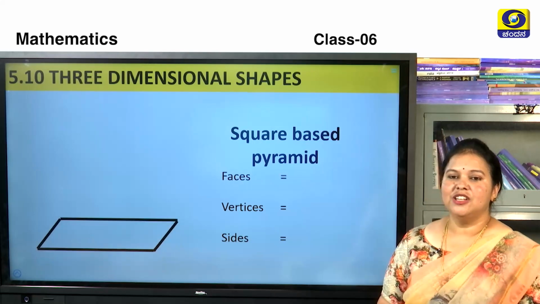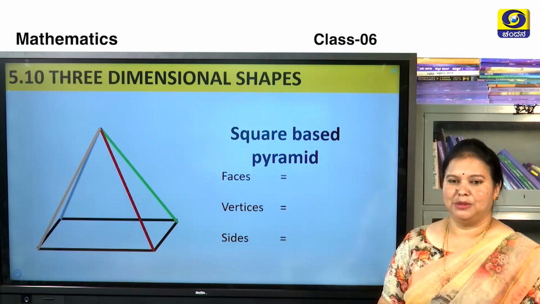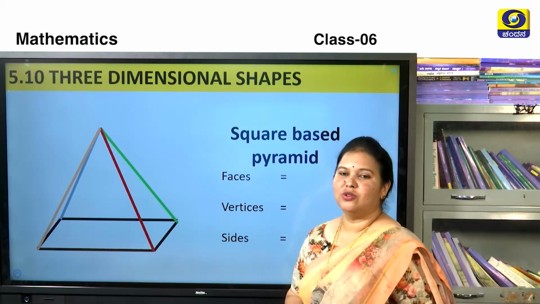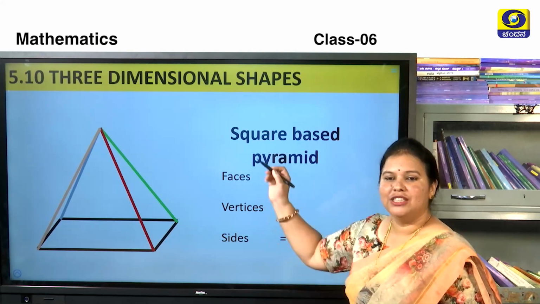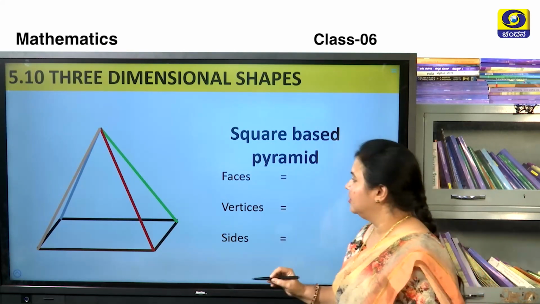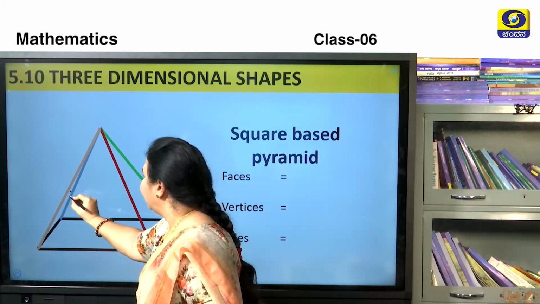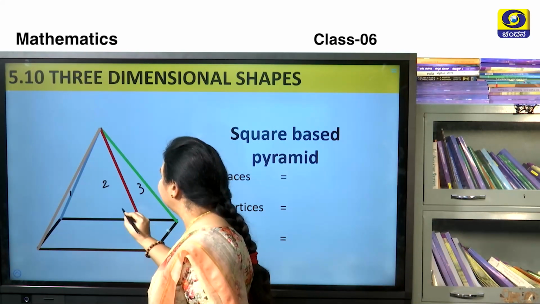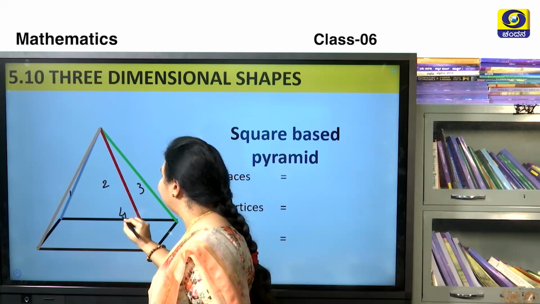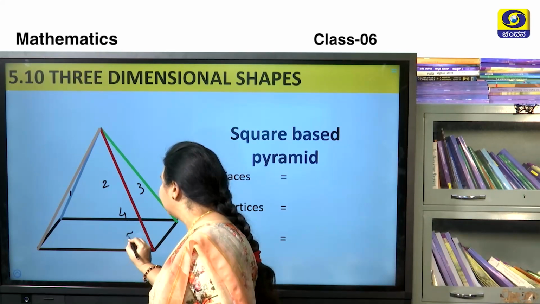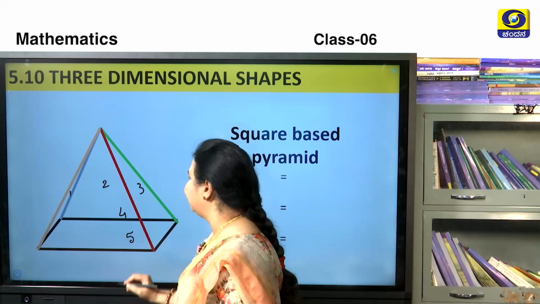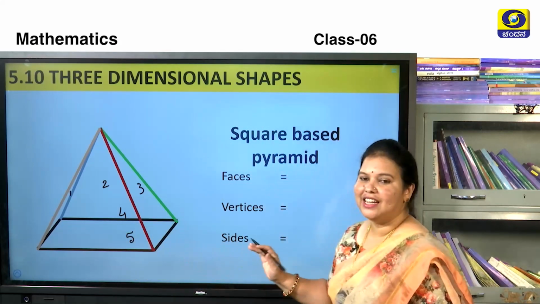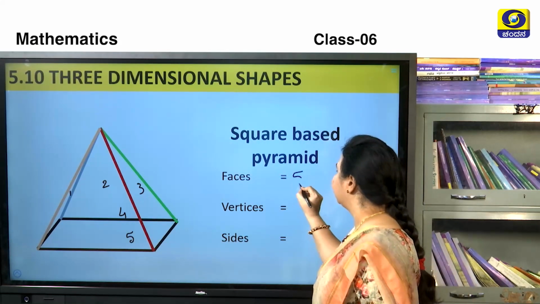See, it's a square-based pyramid. Now let us count number of faces of this square-based pyramid. Let's count. 1, 2, 3 and the front one, 4 and the square base, it's 5. So in total it has 5 faces.